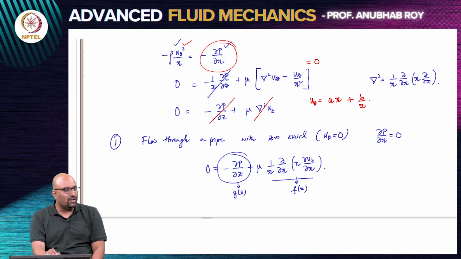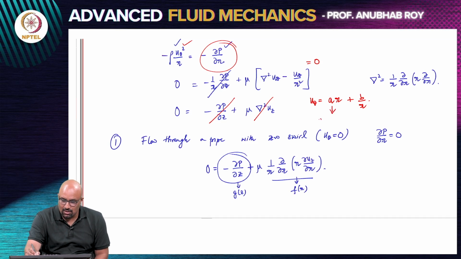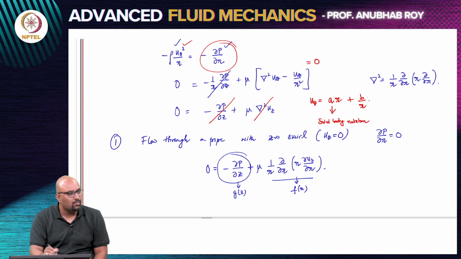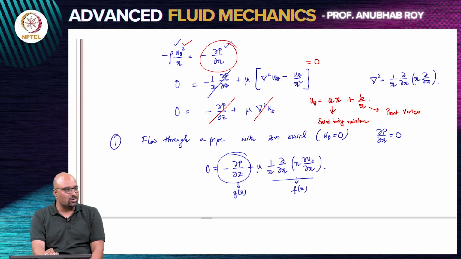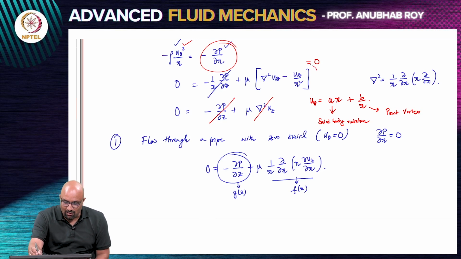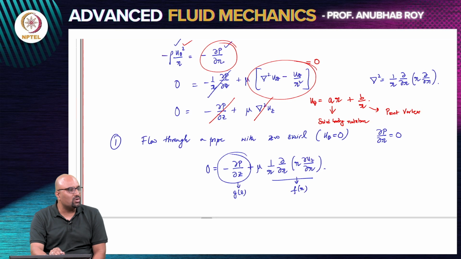Now you have seen these velocity profiles. The first one is a solid body rotation and the second one is a point vortex. Now if you think a little bit, it is not a surprise that you have gotten this as a solution, because what did you solve? You said the viscous force is equal to 0.